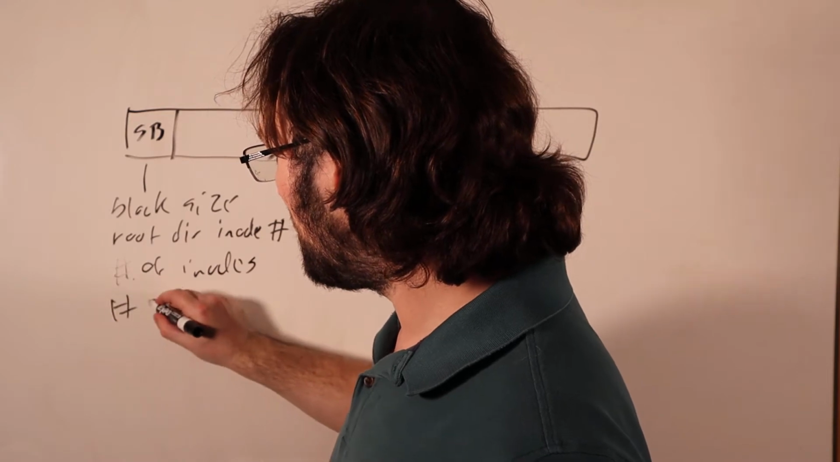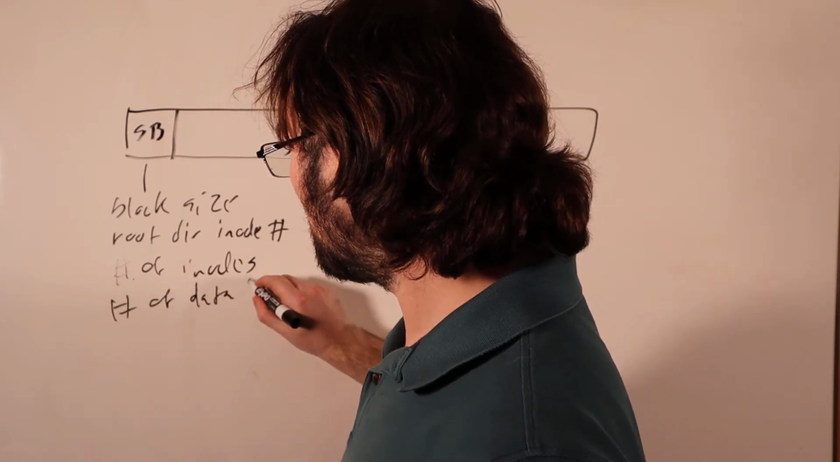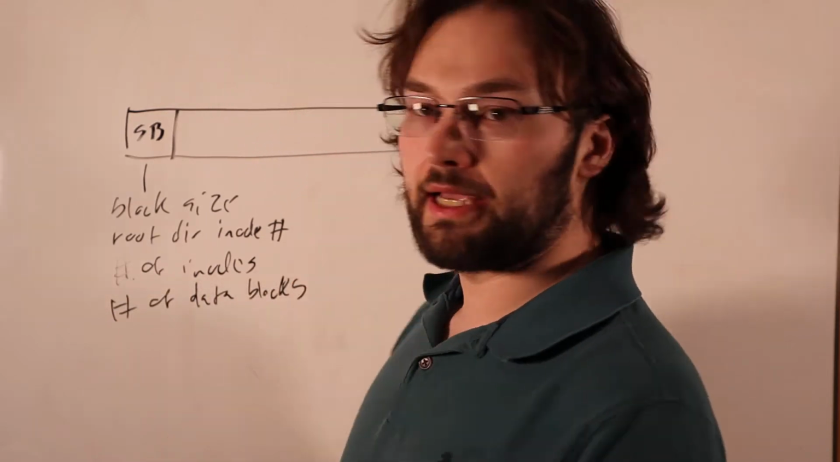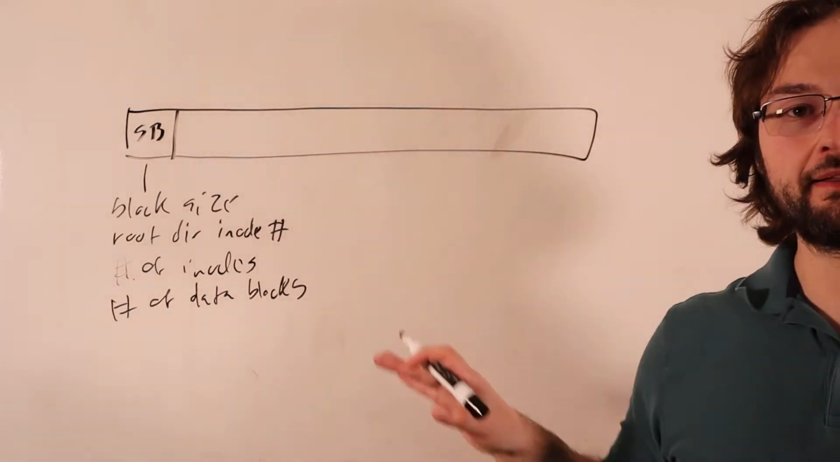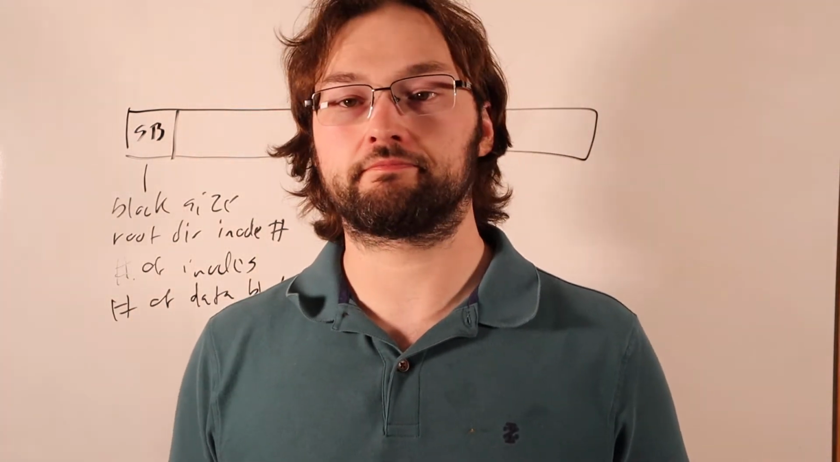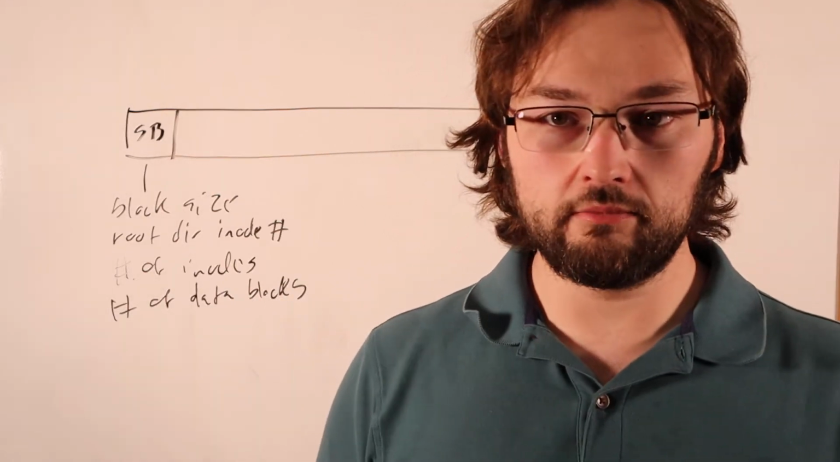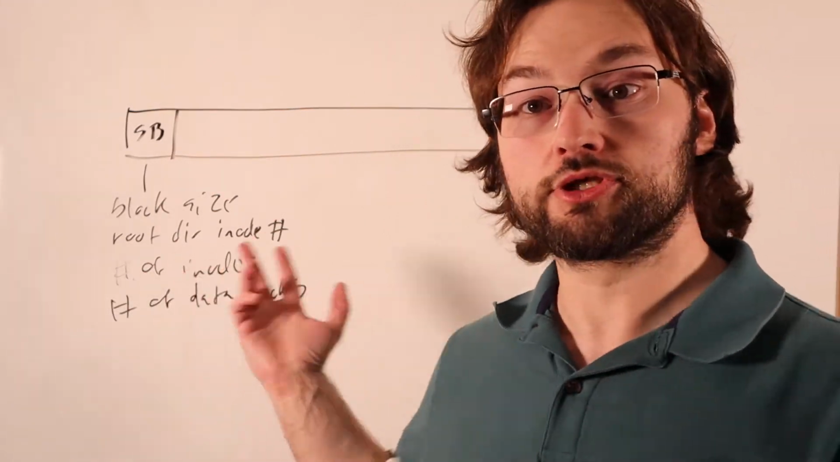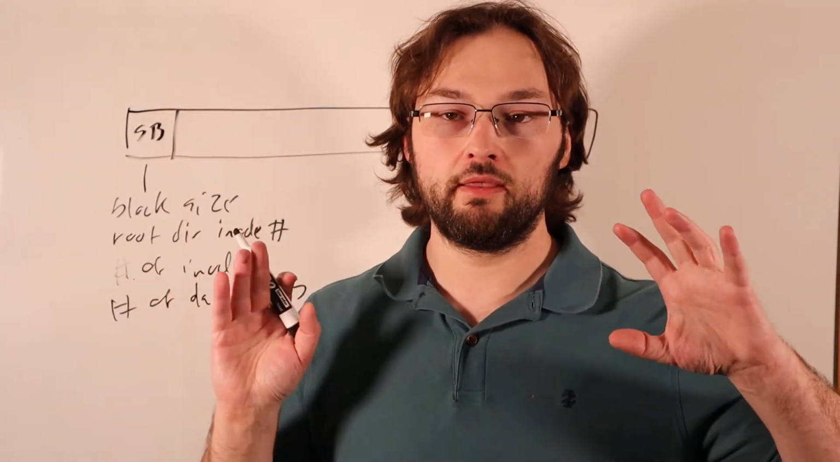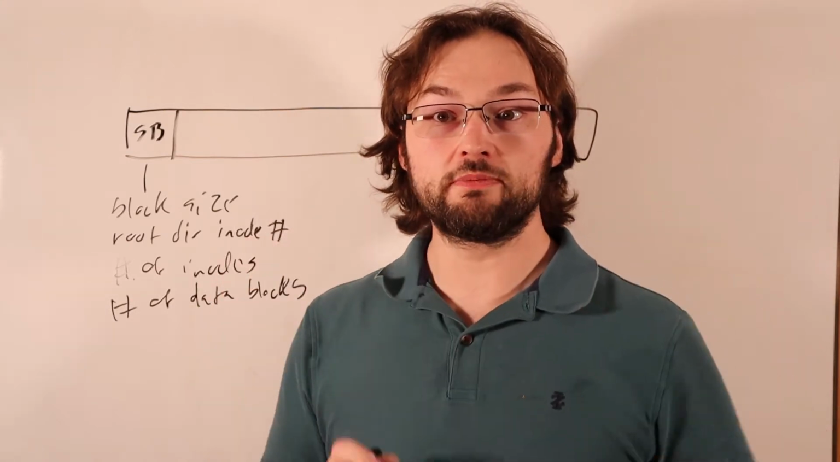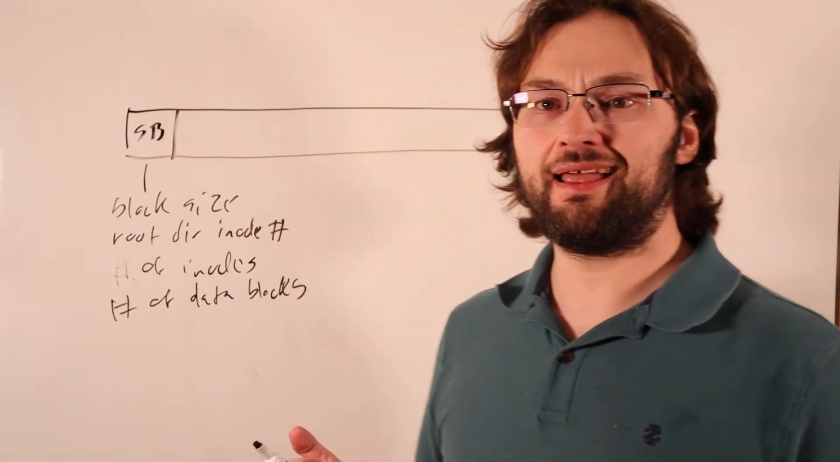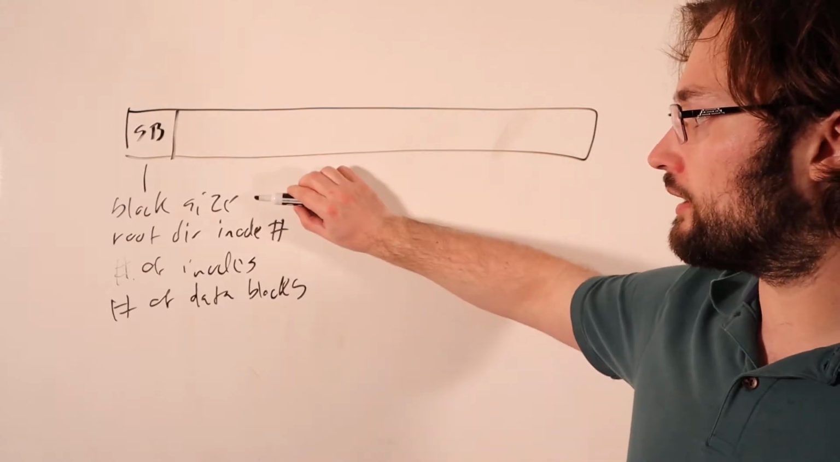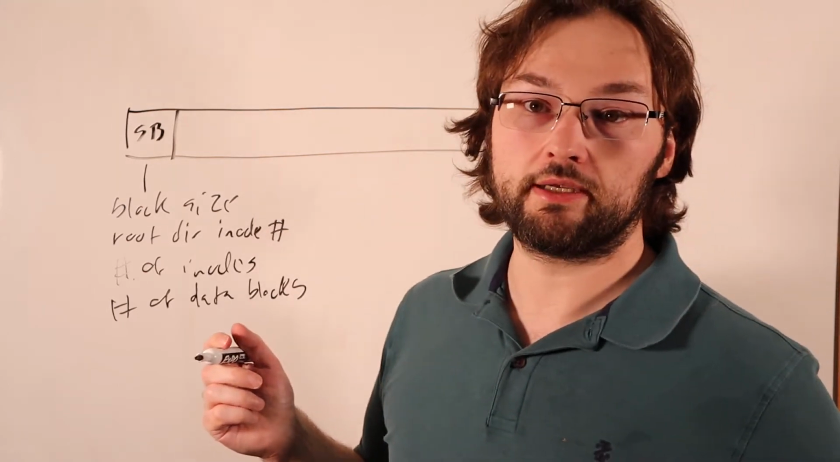We have number of data blocks, etc. It's this sort of metadata that we pick at formatting time. And one thing that is an interesting observation about the file systems that we're going to be building is that everything that we normally store in a superblock, we can get away with making a constant.